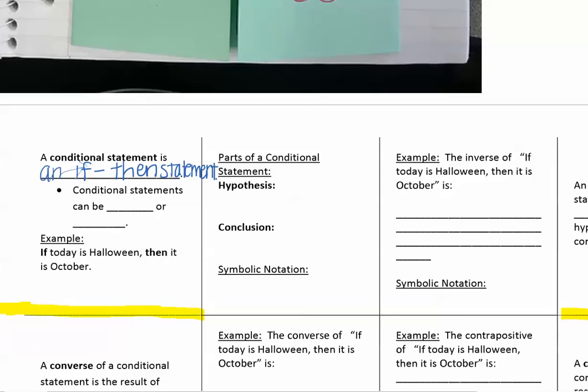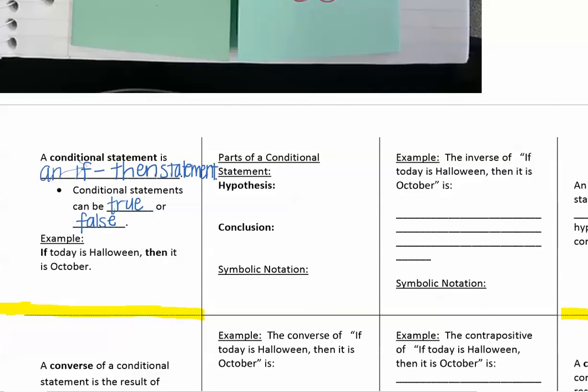Okay, so conditional statements can be true or false. So they don't necessarily have to be true. This one right here, if today is Halloween, then it is October, is a totally true statement. As we go through this, we're going to run into some that are false.